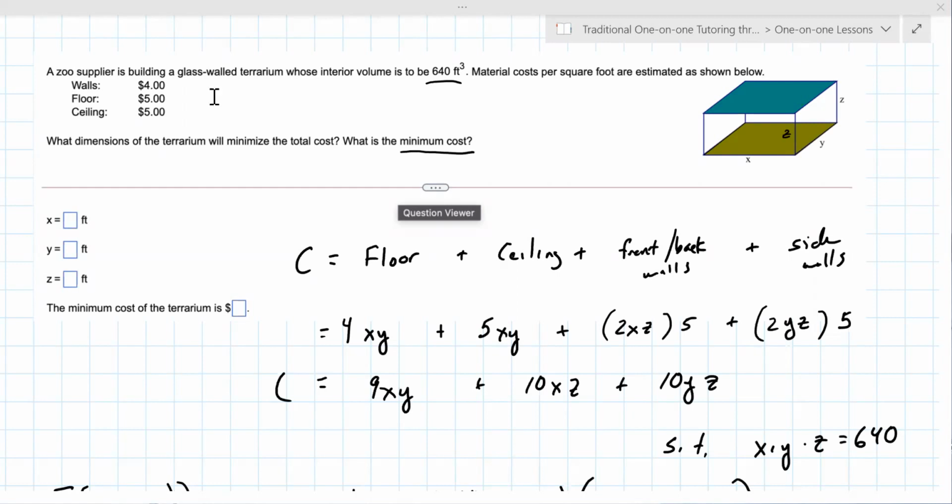So they actually solved this first one for Z, and then they make it kind of nice. They substitute the other one in, and then they take partial derivatives.